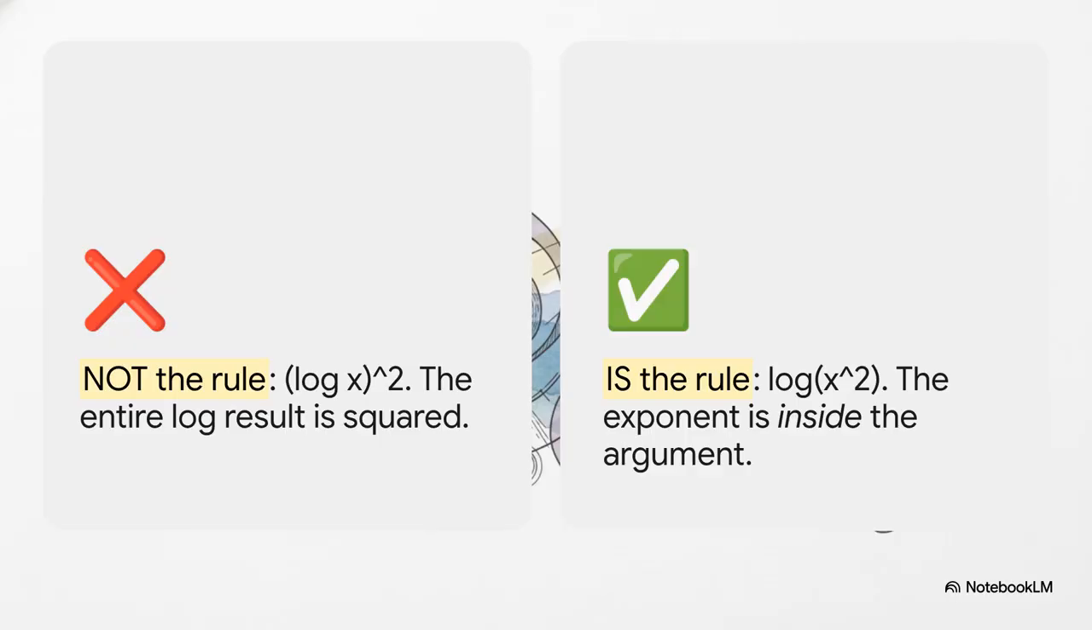Squaring the entire logarithm is completely different from taking the log of a number that is squared. The power rule only applies in that second case, when the exponent is inside the log attached to the argument. That's the only time it's allowed to hop out front. Please don't mix these two up.